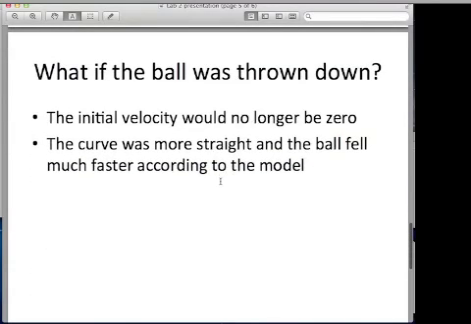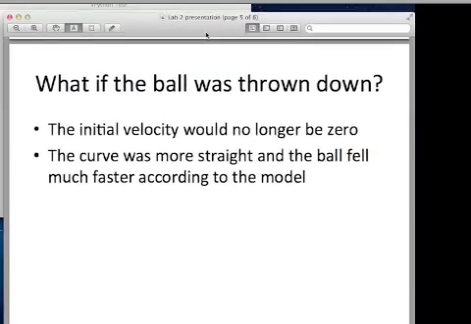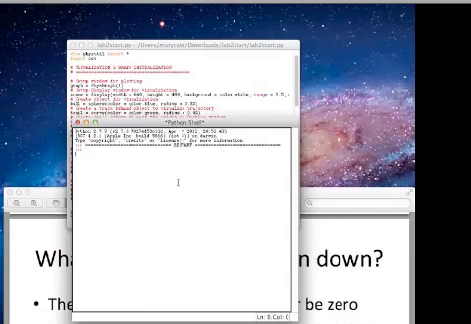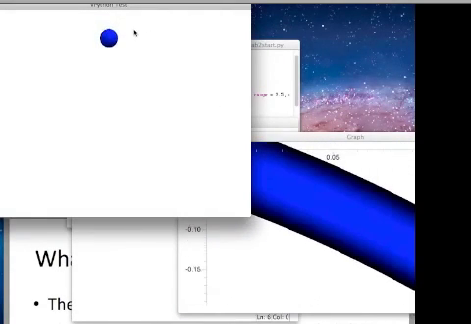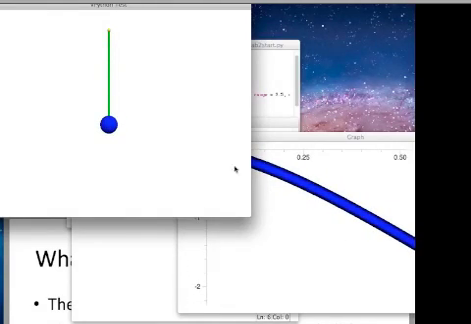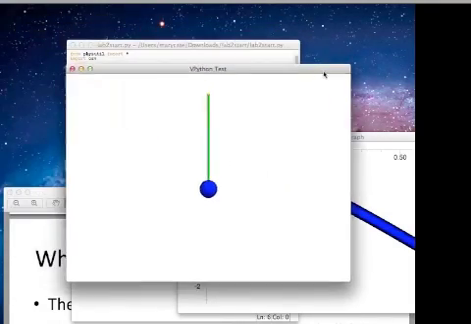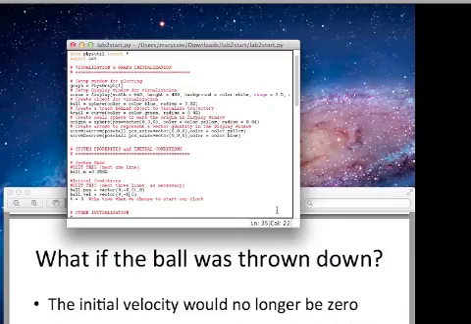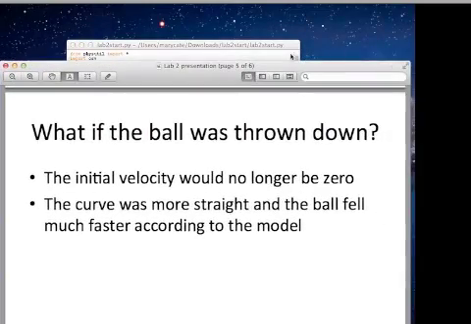So what if the ball was thrown down instead of just dropped? This means the initial velocity would no longer be 0, and the curve would be more straight. So the ball would fall much faster than the original model. As you can see, this is a much steeper decrease than the original graph that we had, which obviously would be a different kind of model. So it's important that we took into consideration the initial resting point.